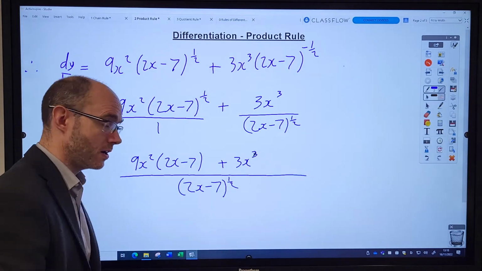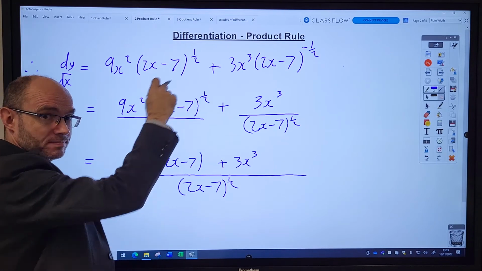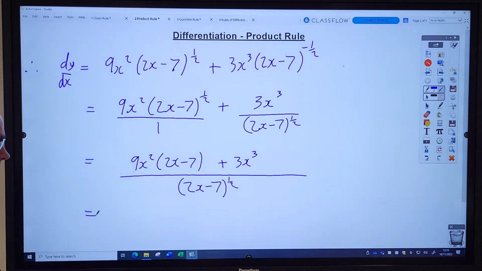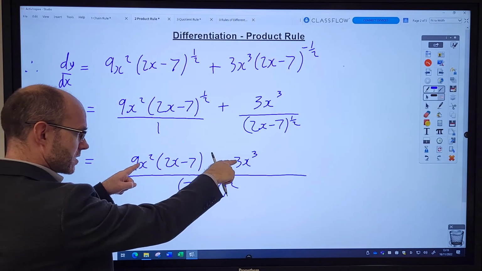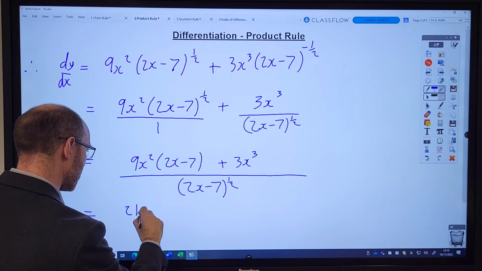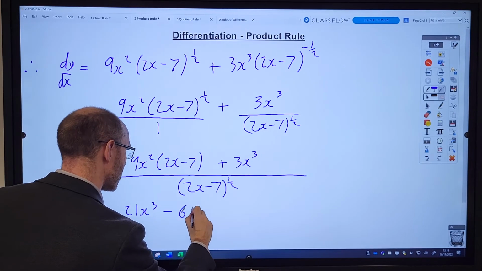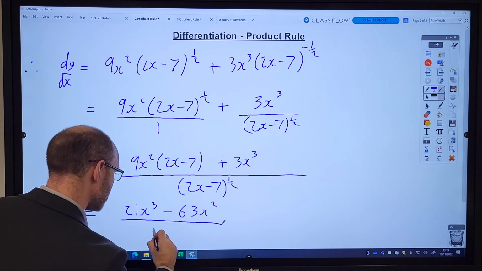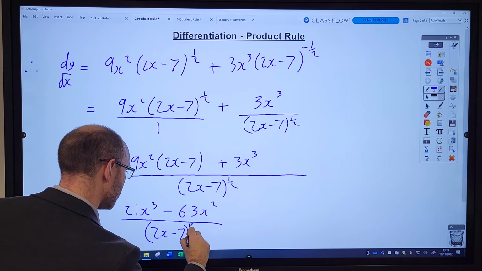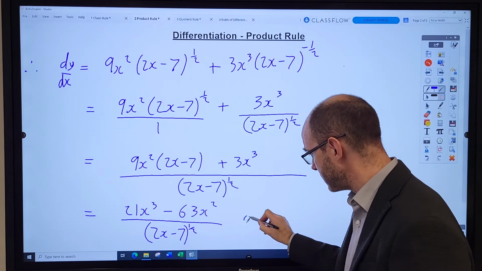That's it, already a lot simpler, because it's now one single fraction as opposed to 2 separate expressions. Expand this, so it's 18x cubed plus 3x cubed. So it's 21x cubed minus 63x squared all over (2x minus 7) to the power of a half. Now we can just check to see if it factorises again and simplifies any further.